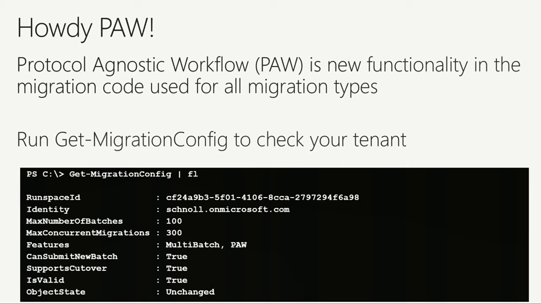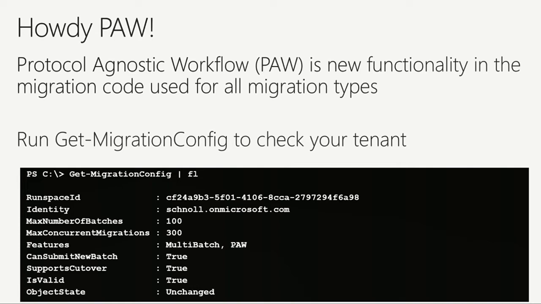So if you run Get-MigrationConfig, you'll see a couple things in the features section. For many of you, or for almost all of you, you're going to see multi-batch listed, multi-batch being the name of the existing migration code that we use, the older code that we would like to deprecate and stop maintaining, in favor of PAW, which you see here, which is the new modern code that we have. I'll show you a table which will compare the functionality.